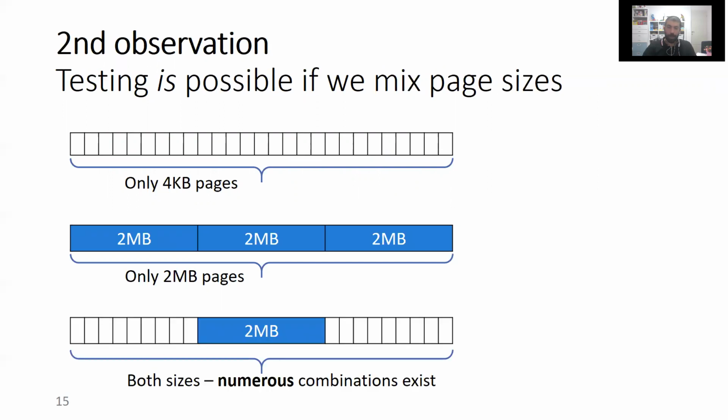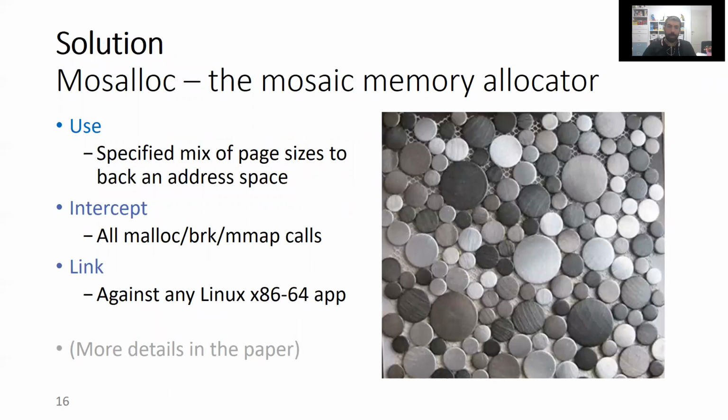Our second insight is that we can obtain many more data samples if we mix regular pages and huge pages in the same address space. To this end, we developed Mosalloc, the mosaic memory allocator, which combines multiple page sizes in the same address space in a carefully controlled manner.